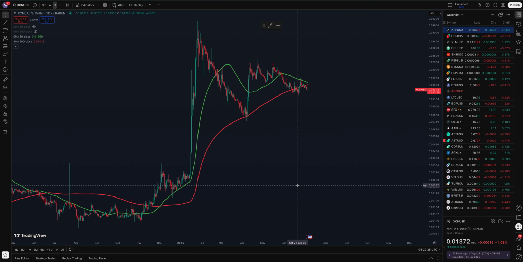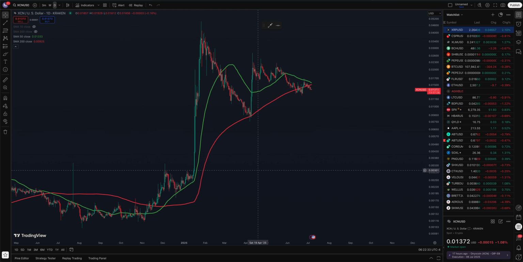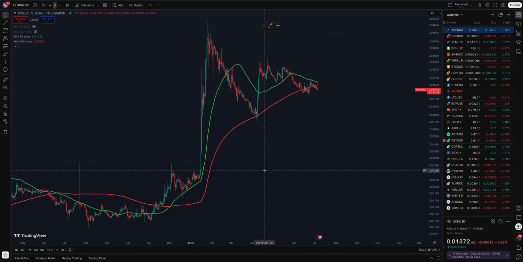We're going to take a look here, starting this Sunday morning off. We're going to look at XCN / the United States dollar. This is a daily chart, and this is the Kraken data here on tradingview.com. Ticker symbol XCN USD, US dollar pair.